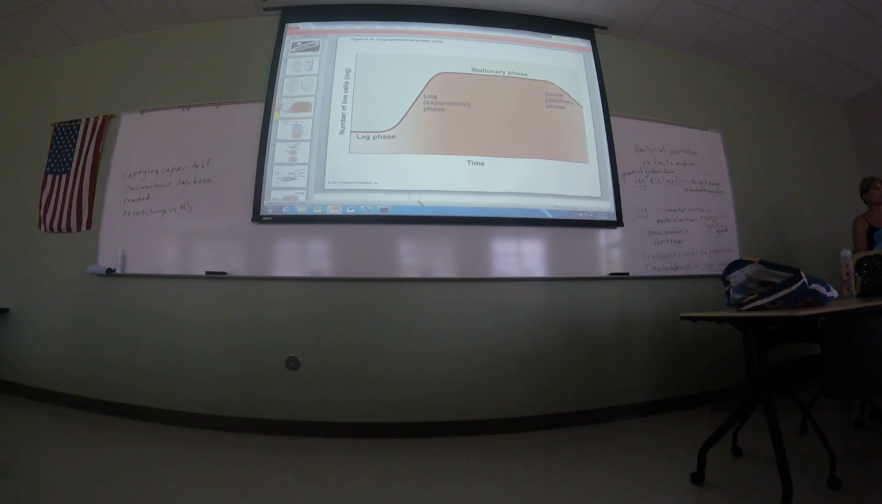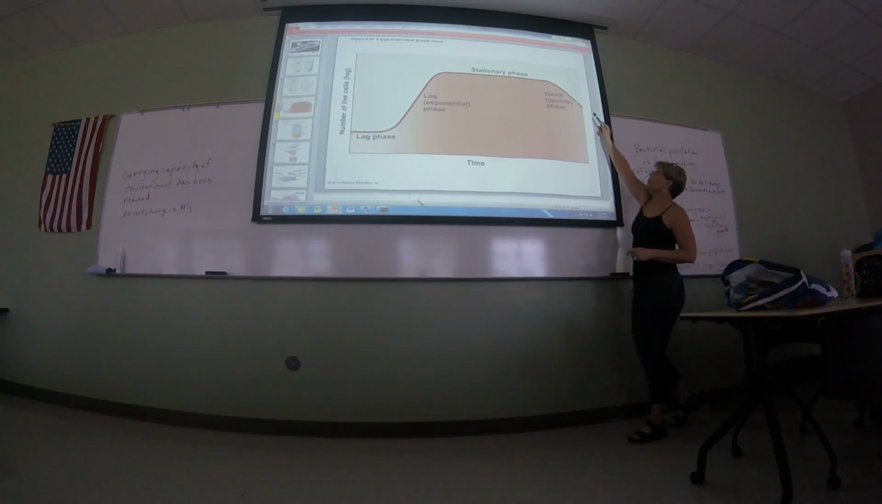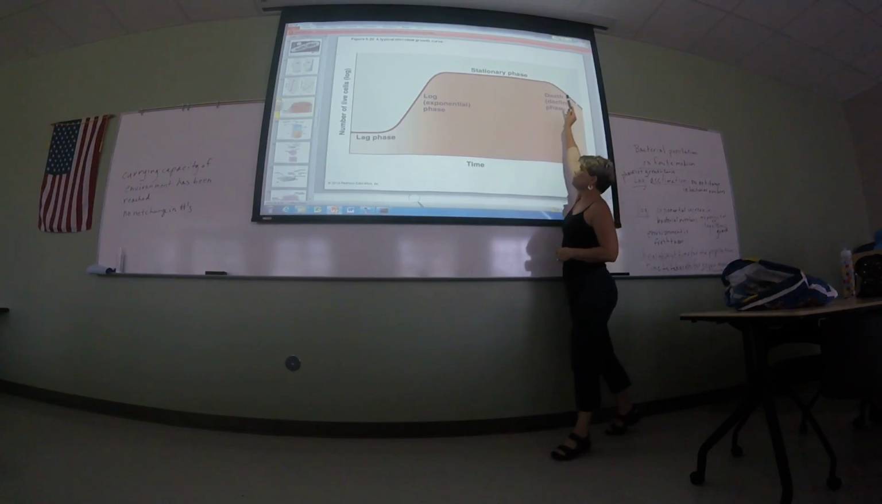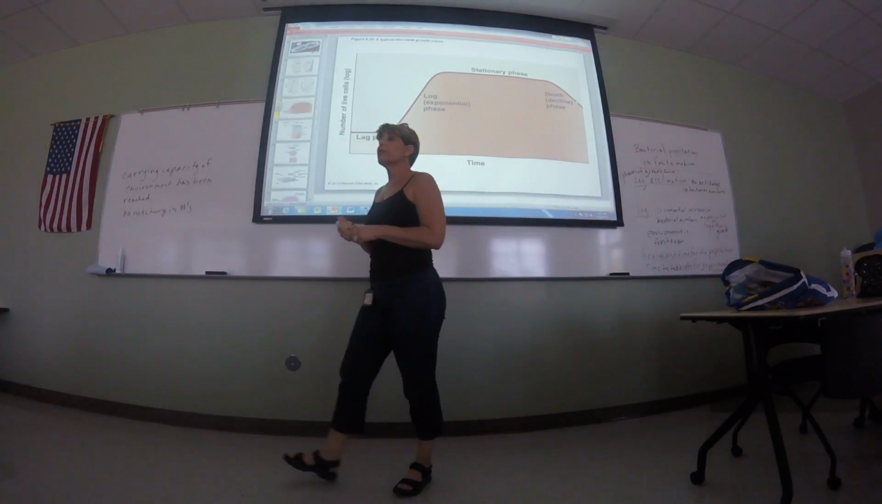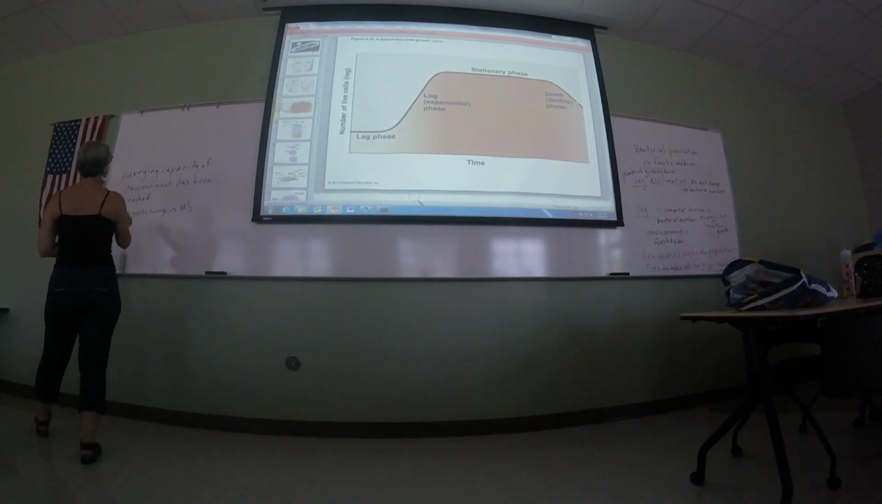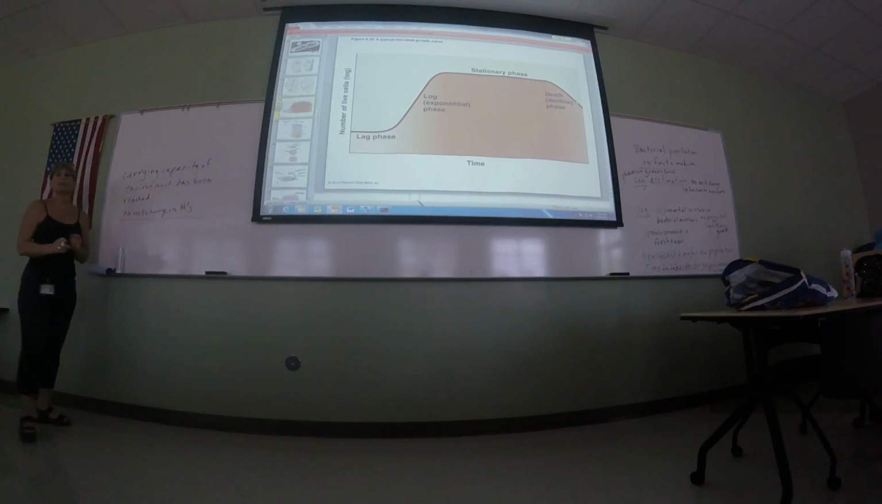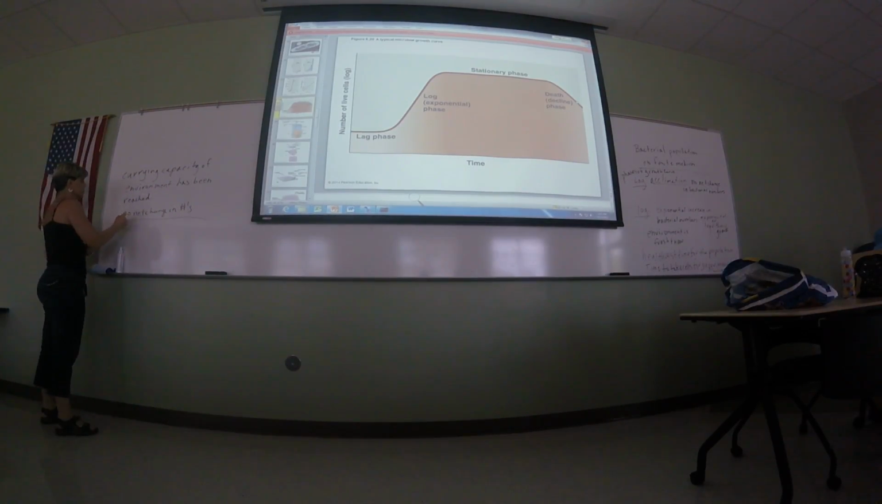Older ones die first, younger ones get old and then they die. So it's an exponential decrease. Notice this part of the curve is the exact opposite of this part of the curve. So they're going to die off at the same rate that they replicated. They're going to die off exponentially.